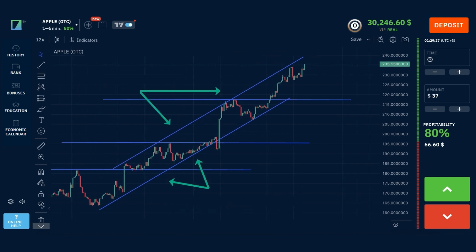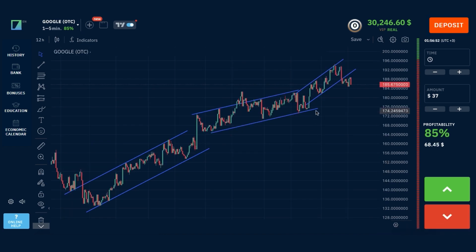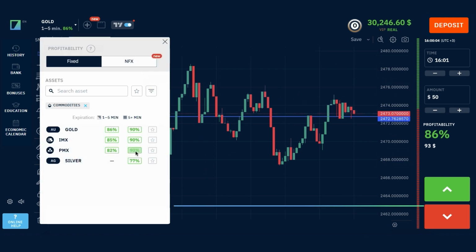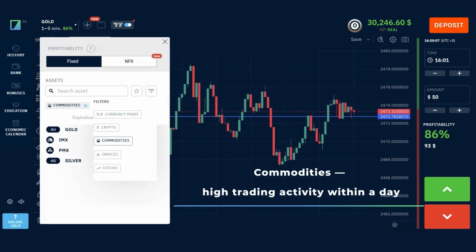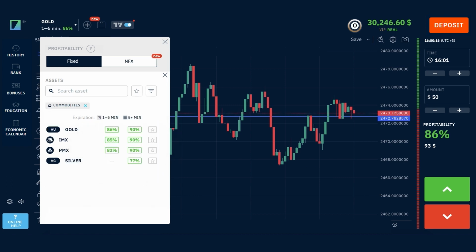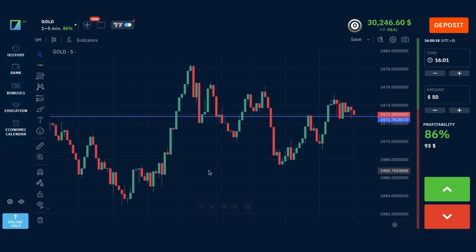The situation is similar with Google stock. If you prefer conservative trend trading, then stock market assets, such as stocks, are for you. Commodity assets, such as gold and silver, are suitable for intraday trading. They show increased trading activity and provide more signals. Let's look at gold as an example. This asset has high trading activity. If you trade within the trading session or intraday, gold can be an effective trading tool for you.